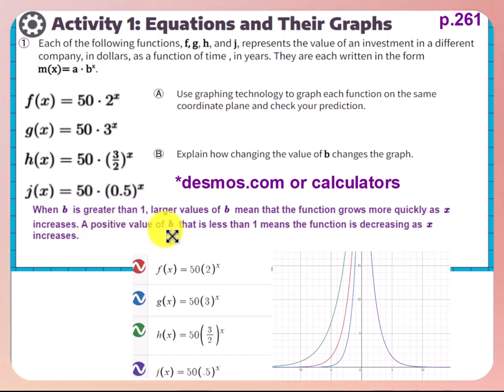Now a positive value of b that is less than 1 means the function is decreasing. So it's going to start high and it's going to drop down and approach 0.